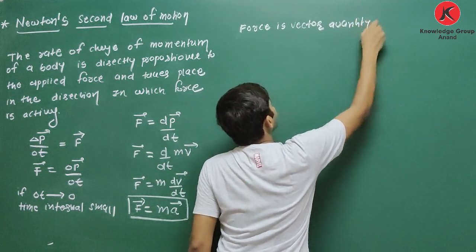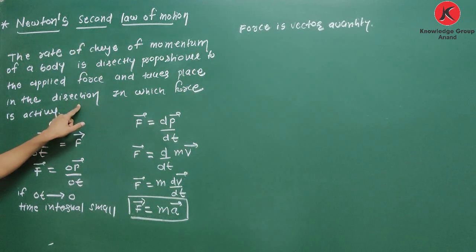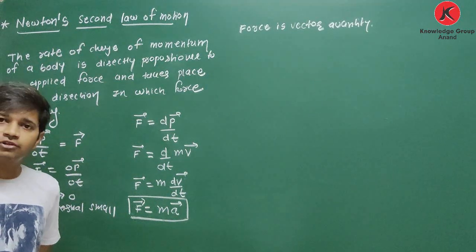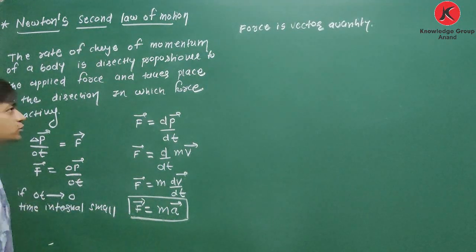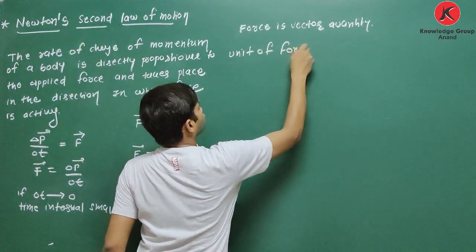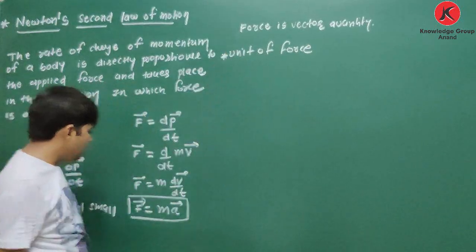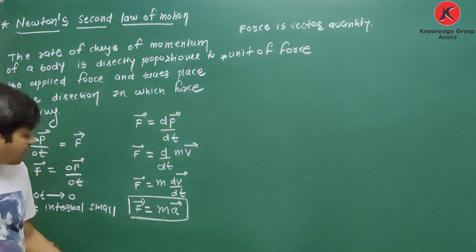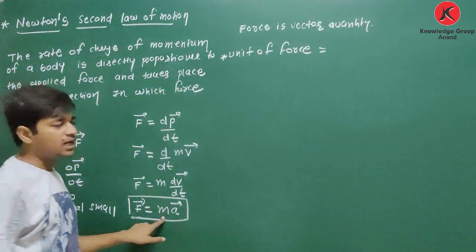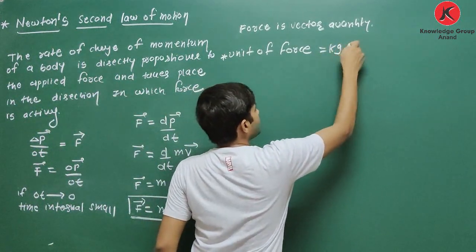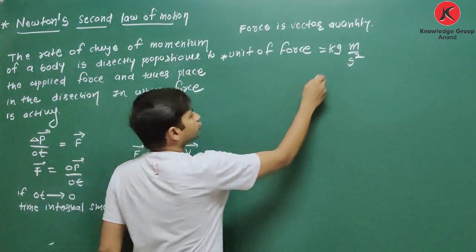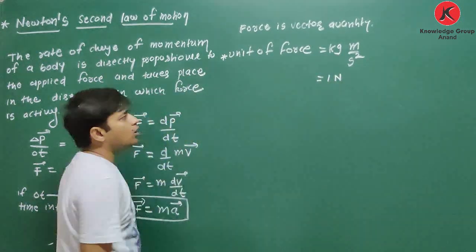And what is its direction? Yes, its direction is in the direction of change in momentum, or I can say in the direction of acceleration. Clear about this? Now, what is the unit of force? How to obtain the unit of force? See, F is equal to ma. So the unit of force is equal to m, that is mass, its unit is kg, and a, acceleration, its unit is meter per second squared. Clear about this? And yes, it is also called 1 Newton.